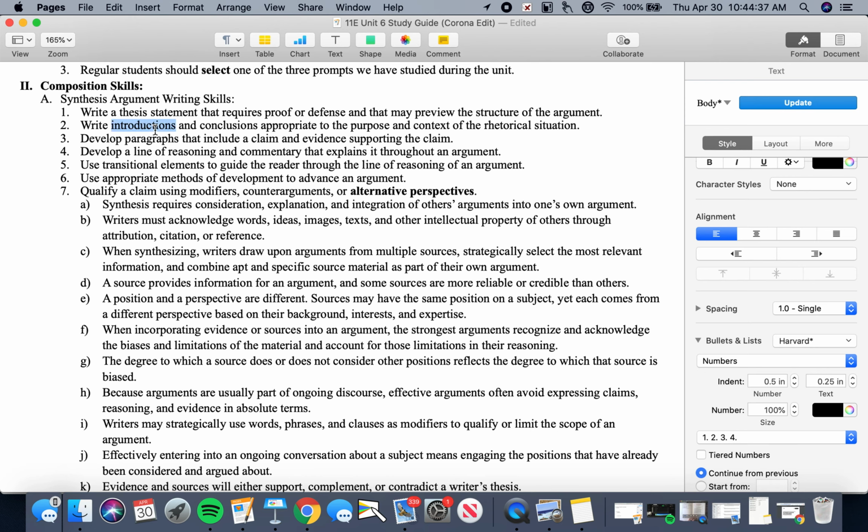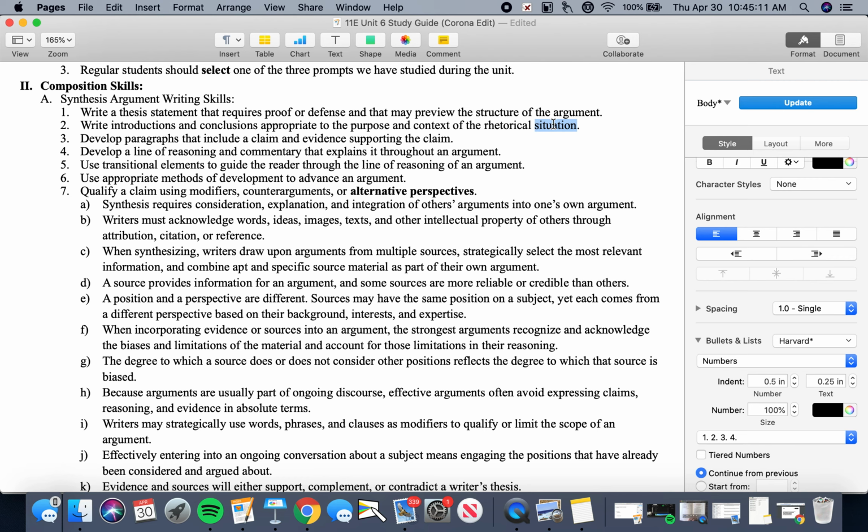Okay, you need to be able to write an introduction and a conclusion appropriate to the purpose and context of the rhetorical situation. Some of you guys have decided that introductions and conclusions are completely unnecessary in your writing. That is incorrect, okay? Now, I understand that in test writing, especially in classes that are not directly oriented towards composition and rhetoric, like for instance, you're writing in a history class, right? Screw the introduction, get to the thesis and go, right? Well, this is a composition class. This is a rhetoric class, all right?